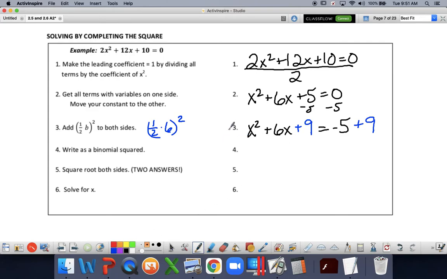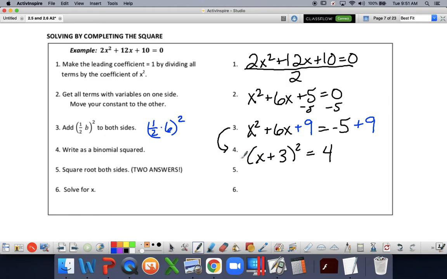Now this is the process that we were practicing on the previous page. I'm now going to go from steps 3 to 4, which is kind of the reverse. I'm going to take this and rewrite it as a binomial squared. These two things are equivalent. One is all FOILed out and one is not all FOILed out. Negative 5 plus 9 is a positive 4.